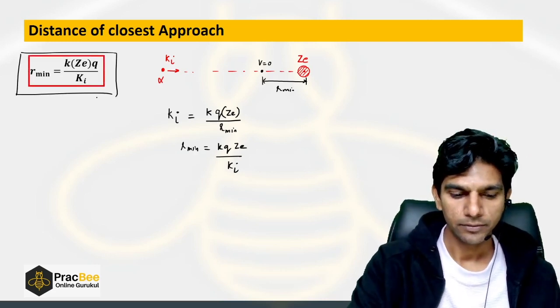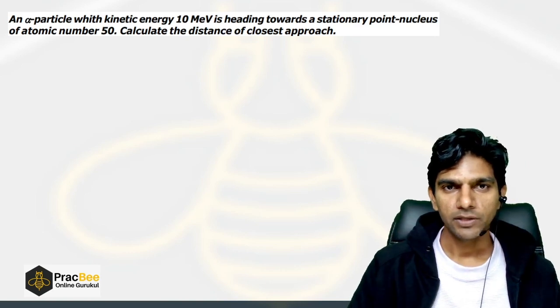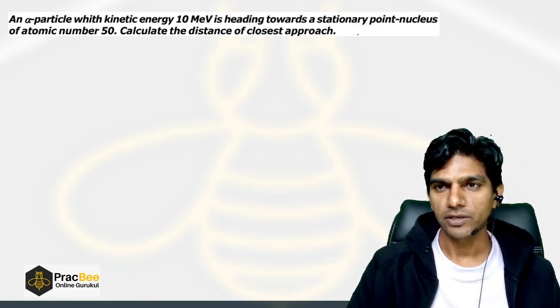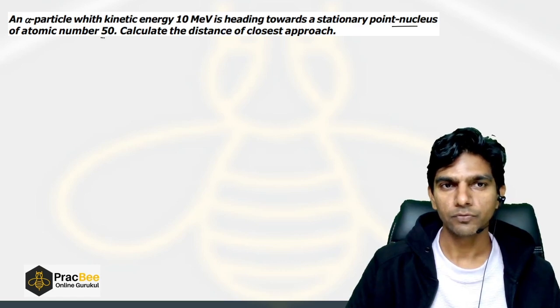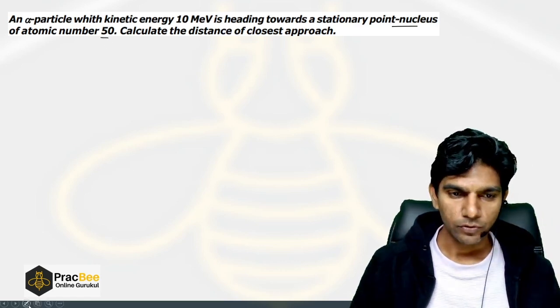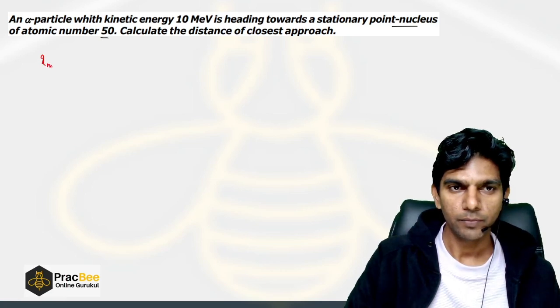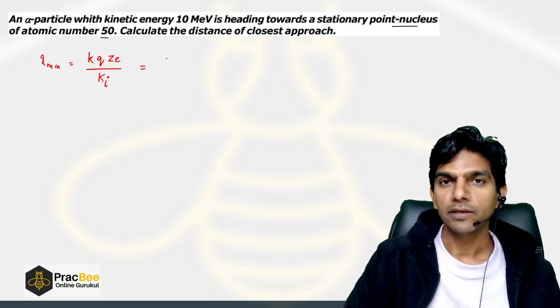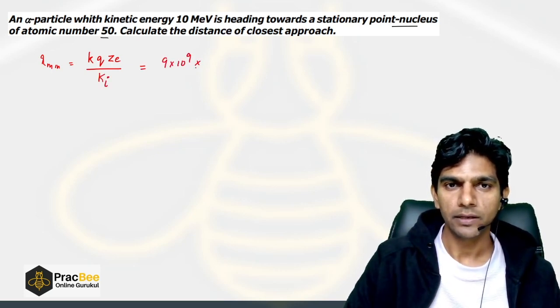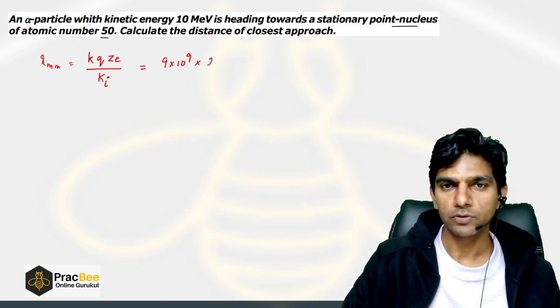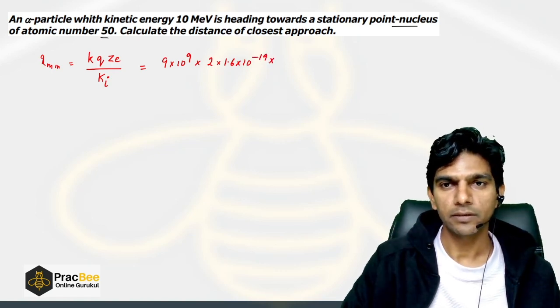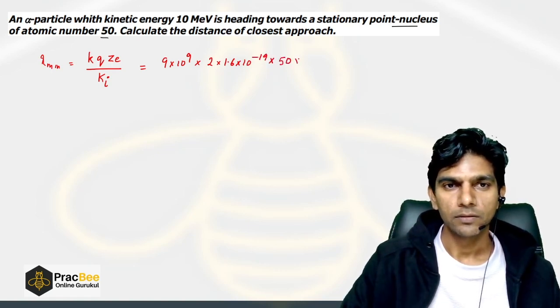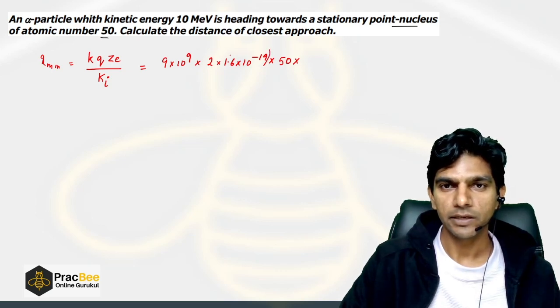Now let us see the application of that. An alpha particle with kinetic energy of 10 mega electron volt is heading towards the stationary point nucleus of atomic number 50. What is the distance of closest approach? We know that R minimum in this case will be K times Q times Ze divided by K initial. So K is 9 into 10 raised to power 9, and the charge on the alpha particle is 2 times the charge on the electron, so 2 times 1.6 into 10 raised to power minus 19, and the atomic number is given as 50. Again we have E, so it will become E square, right?